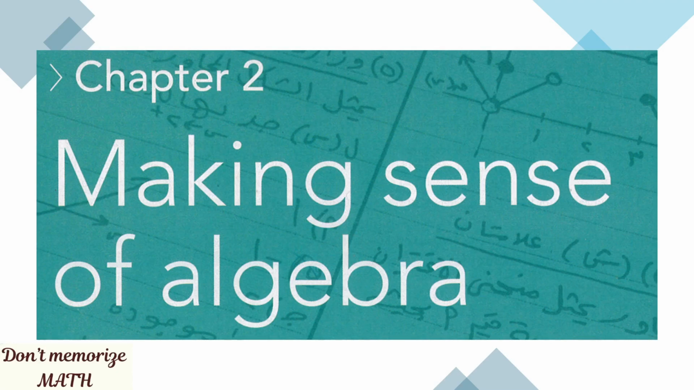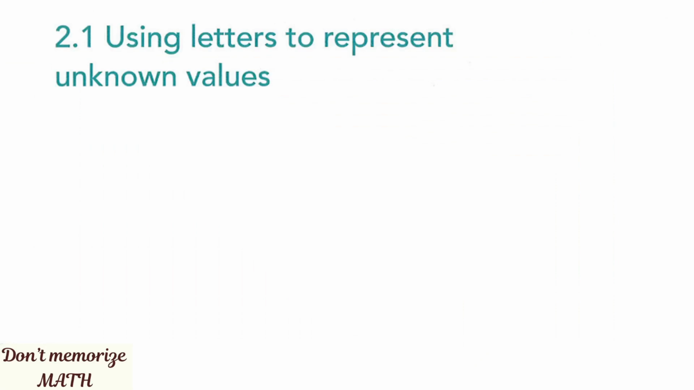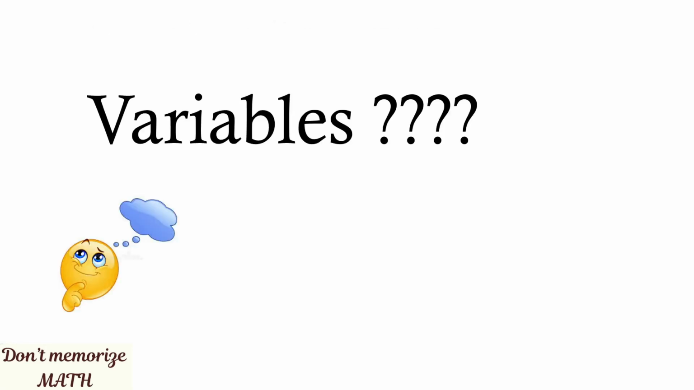So we are continuing with chapter 2, making sense of algebra, in which today we are discussing using letters to represent unknown values. First of all, we are discussing variables. What do we mean by variables? Why are we using variables in math?